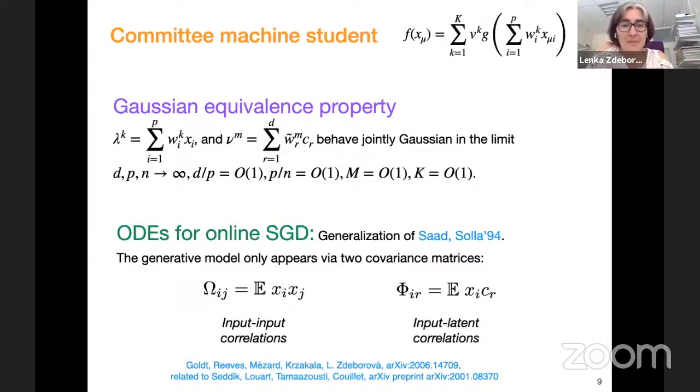You actually take lambda, the pre-activations of the student, and mu, the pre-activations of the teacher, and you realize that they behave jointly as Gaussian. If you are at finite size, without taking this limit, they are not jointly Gaussian. But what the Gaussian equivalence property is telling you is that they are sufficiently jointly Gaussian that if the learning assumes that they are, it is still asymptotically exactly describing the learning on the data that are not asymptotically jointly Gaussian.